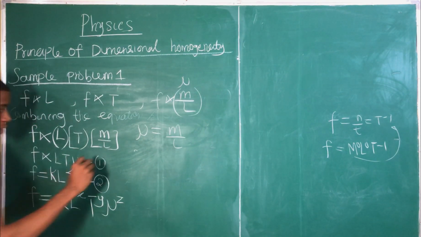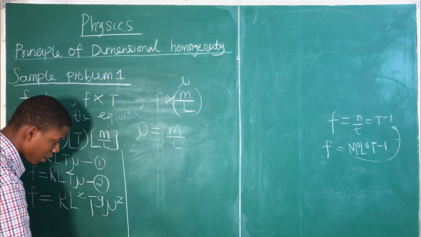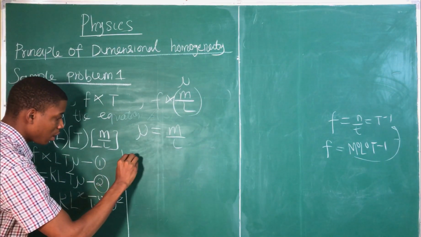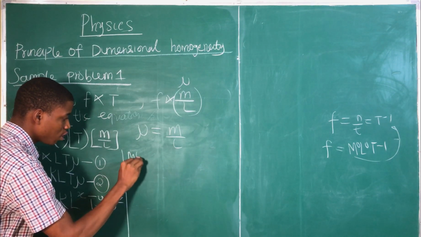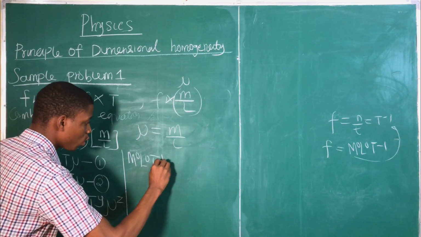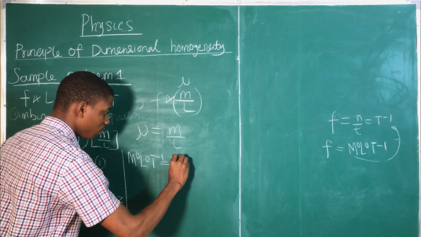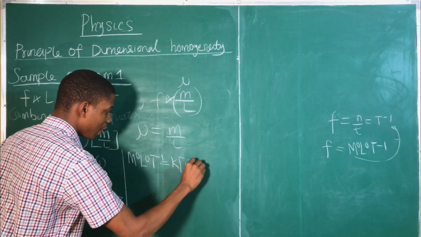So doing that, of course, breaking down frequency, we have frequency as what? So let's bring this down. Breaking that, we have the frequency as M^0 L^0 T^-1, equal to K. Of course, K is a constant. We did not assign any parameters to that, meaning that we're not working with K. So of course, length, which is normal L, we have L raised to the power x.